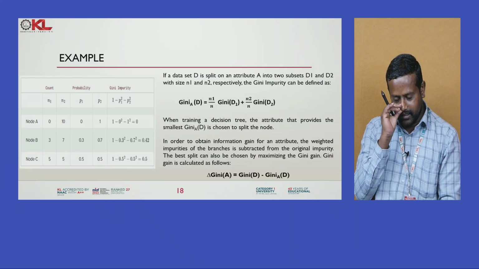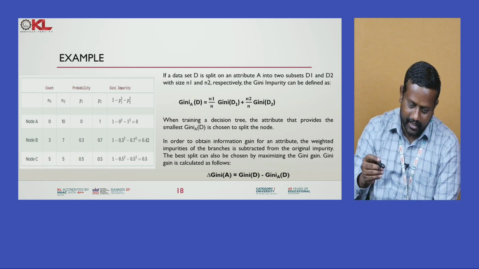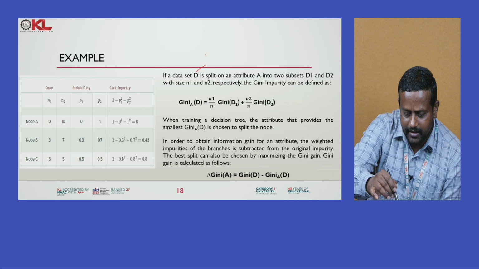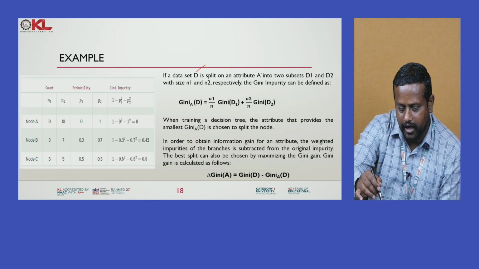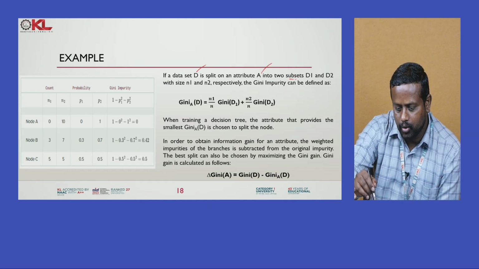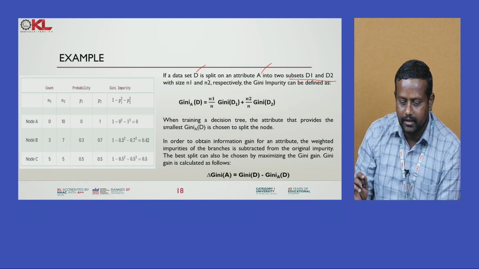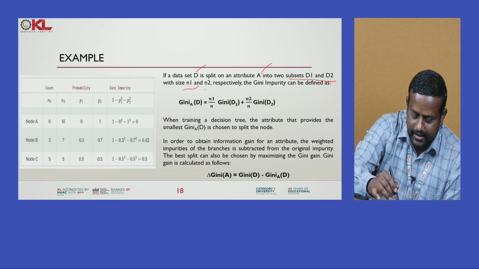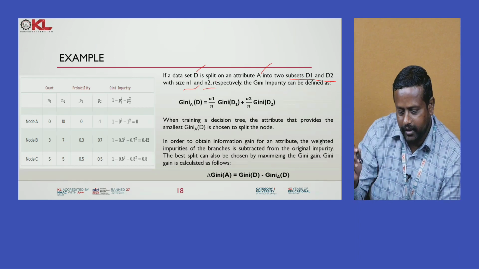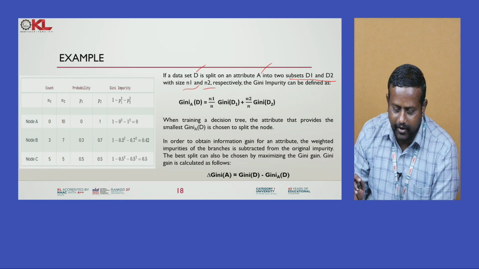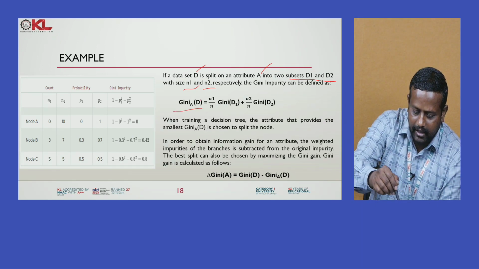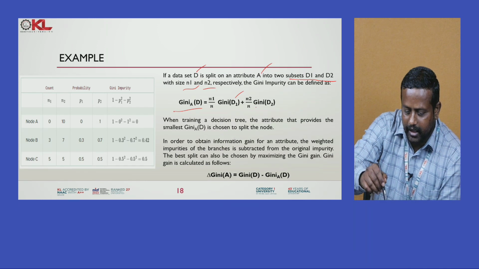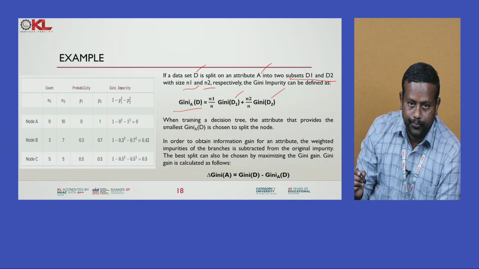This is an example which we are going to clearly identify, which is highly useful for you to find. If a data set D is split on an attribute A into two sets of data points D1 and D2 with sizes N1 and N2 respectively, the Gini impurity can be defined as Gini_A = N1/N * Gini(D1) + N2/N * Gini(D2).